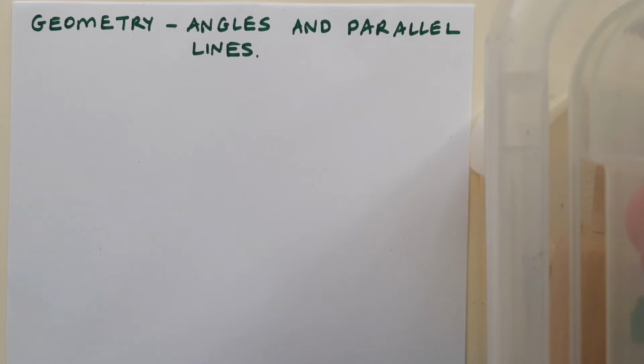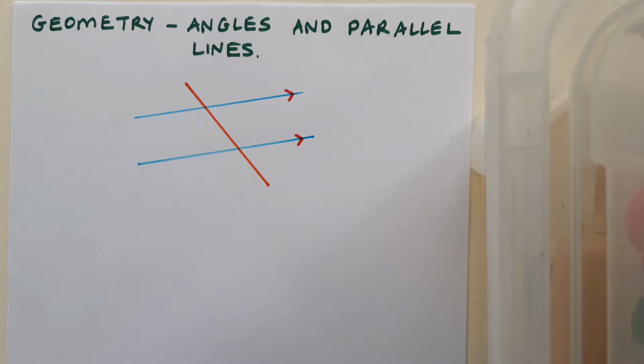This video is about geometry with a focus on angles and parallel lines. Here I have two parallel lines. I also have a line that cuts through these two parallel lines. A line like this is called a transversal.